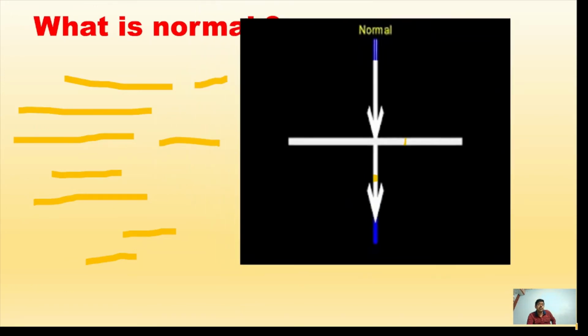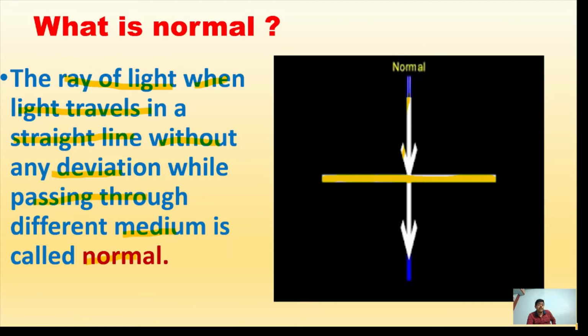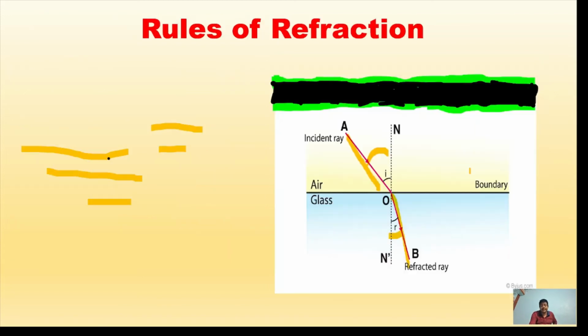Okay, you can observe. See another point, what is normal? Normal is also a ray of light which travels in a straight line without any deviation while passing through different media. So when the light passes from different media, there is no change in the direction and light travels in a straight line. That line is also known as normal. And normal is always perpendicular. This is the normal, and normal is always perpendicular to the refracting surface. Understand? So a ray of light which is perpendicular to the refracting surface is also known as normal. It is also a ray of light.